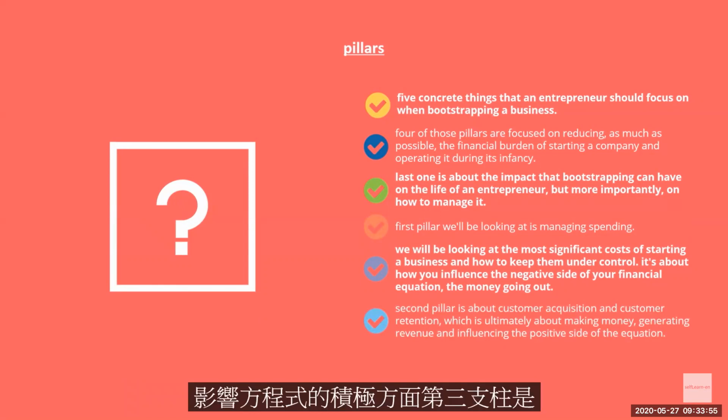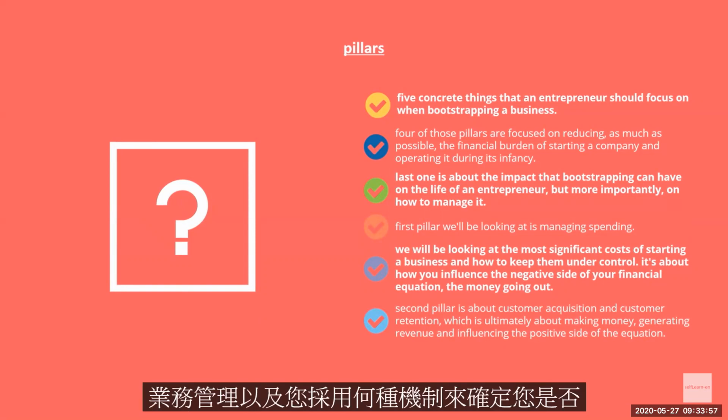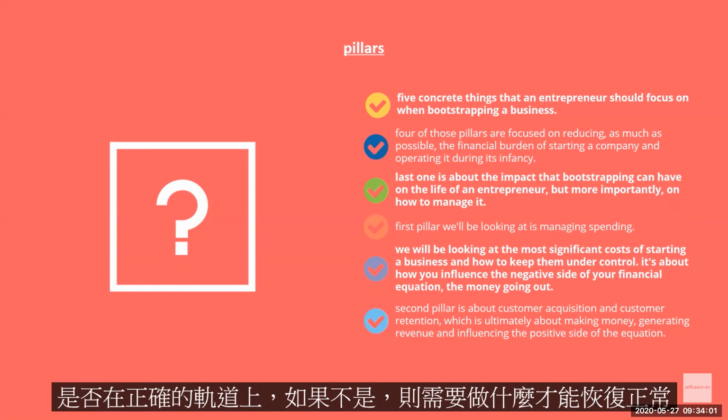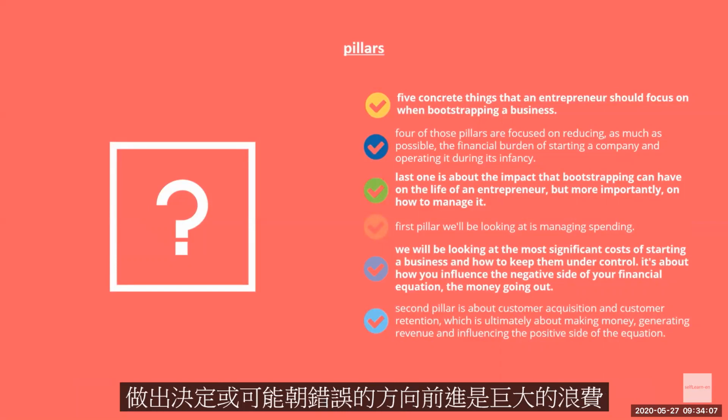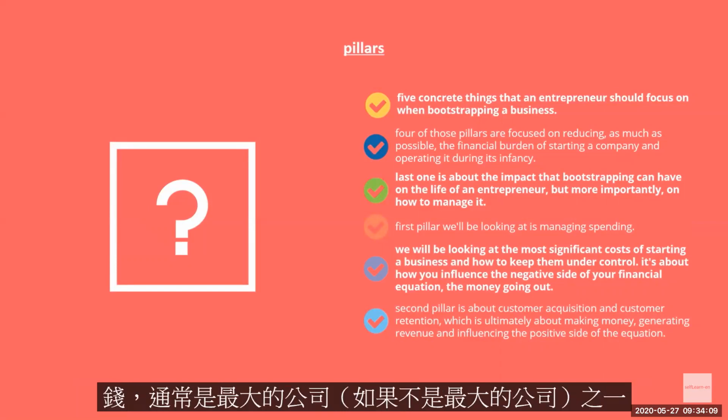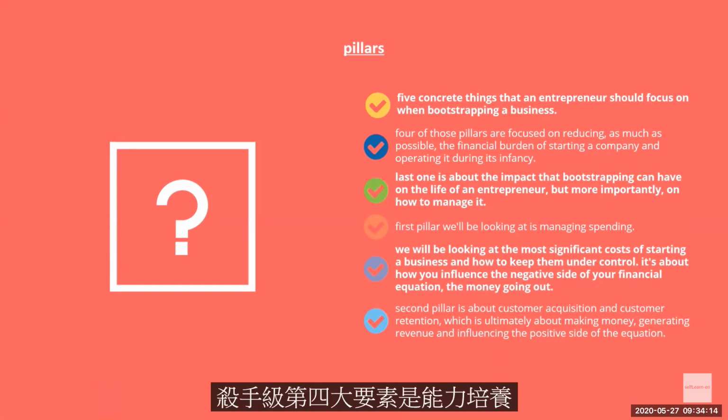The third pillar is about business management and what mechanism you have in place to determine if you are on the right track or not, and if not, what needs to be done to get back on track. This one is part of our 5 pillars because spending too much time making decisions or potentially going in the wrong direction is a massive waste of money and is usually one of the biggest, if not the biggest, startup killer.